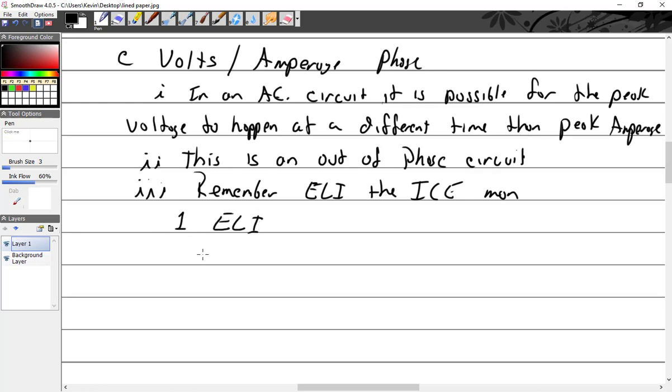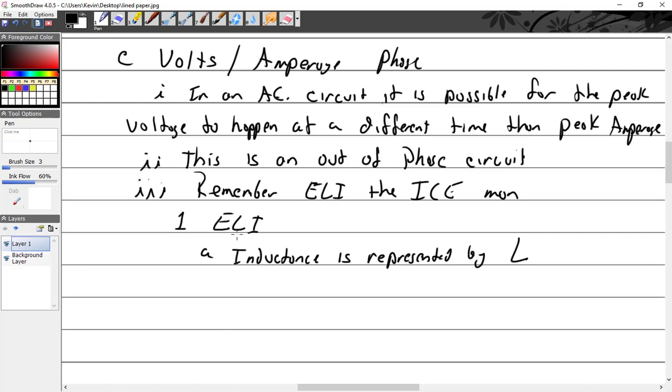E-L-I. L is inductance. Inductance, which is coils and such, is represented by L. And what does E represent? Voltage. And what is I? Current.